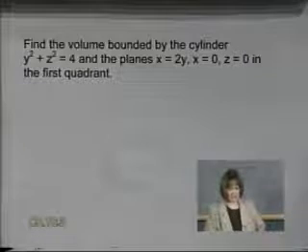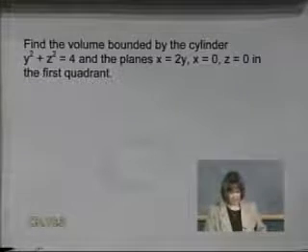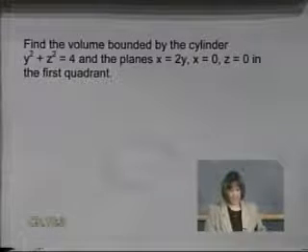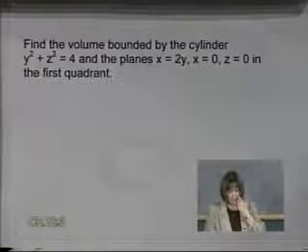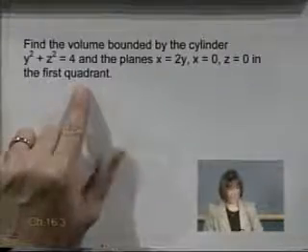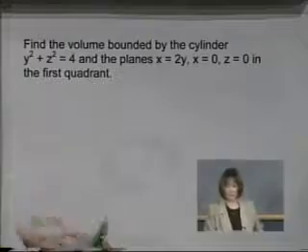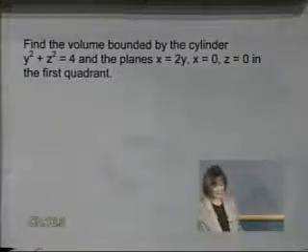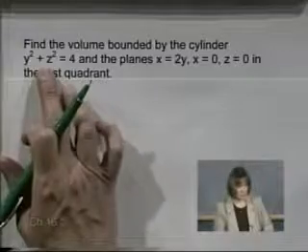Find the volume bounded by the cylinder. This is the last volume one that we're doing now. Find the volume bounded by the cylinder, y squared plus z squared equals 4, and the planes x equals 2y, x equals 0, and z equals 0 in the first quadrant. Okay, so we're only talking about being in the first quadrant, where x and y are positive. The thing with z gives you your rooftop.